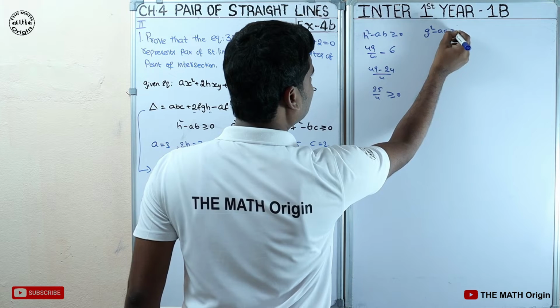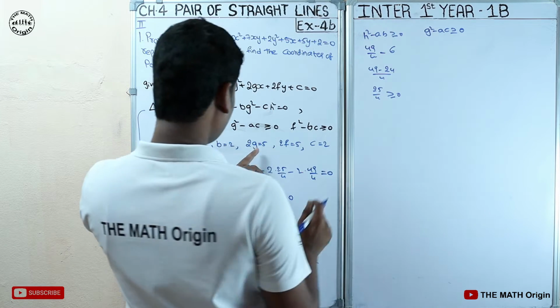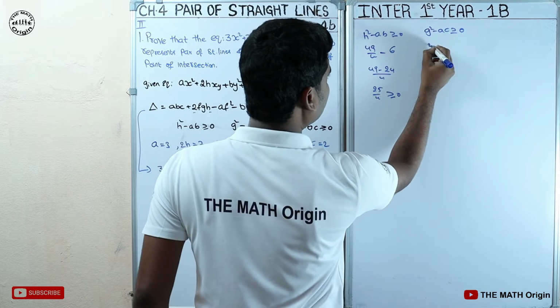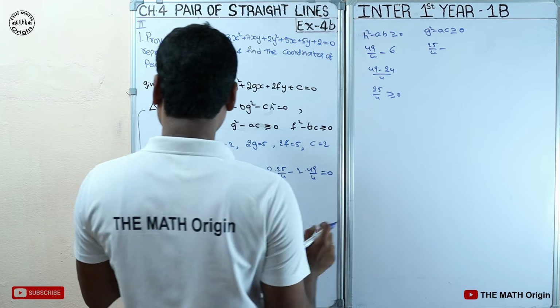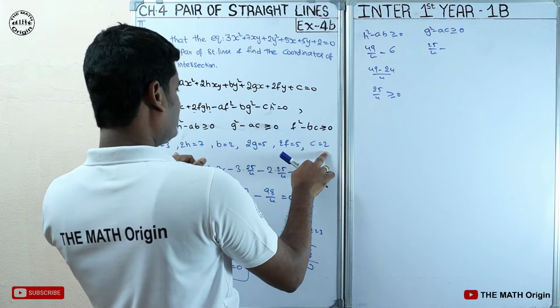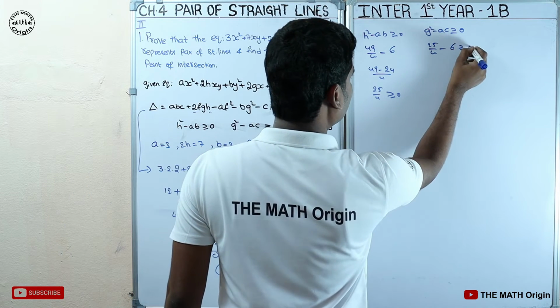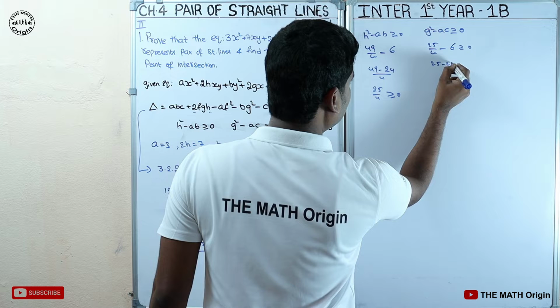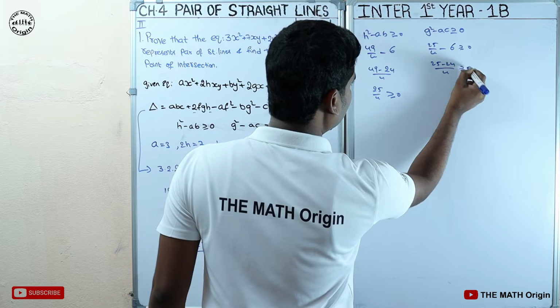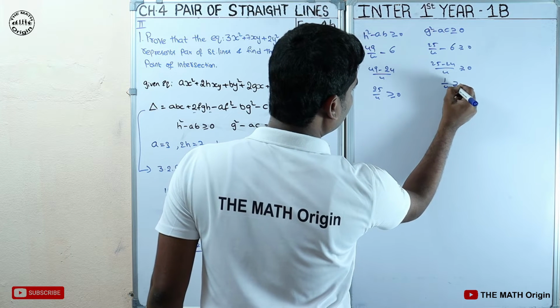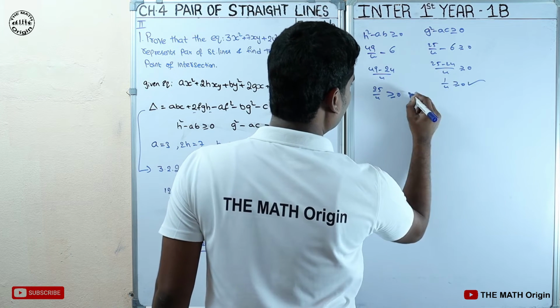Next, g² minus ac greater than or equal to 0. g² is 5 by 2 whole squared, which is 25 by 4, minus ac, which is 3 into 2, which is 6. So 25 minus 24 by 4, which is 1 by 4, which is greater than or equal to 0. This is also proved.